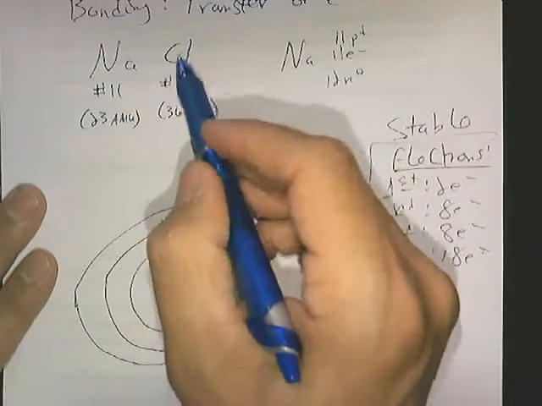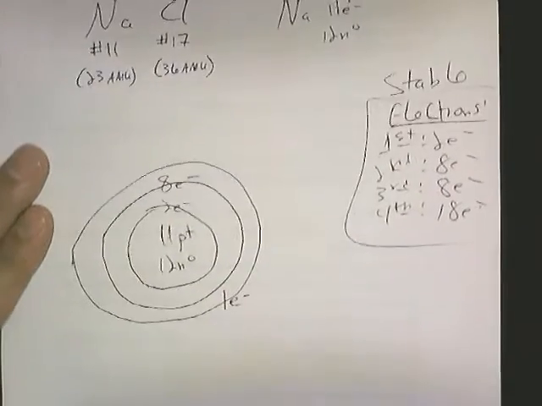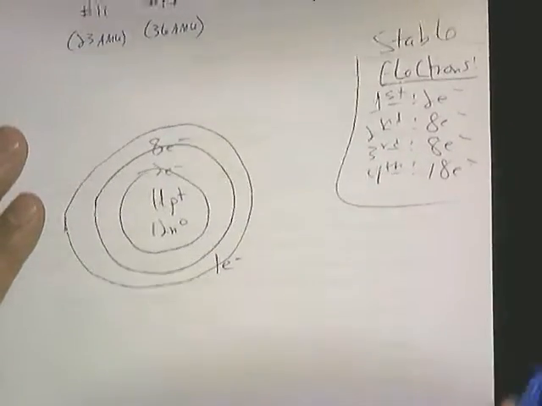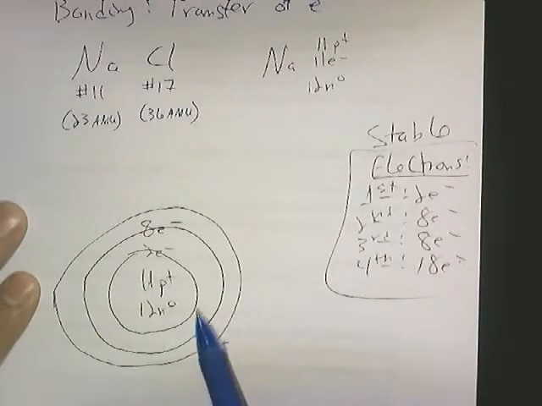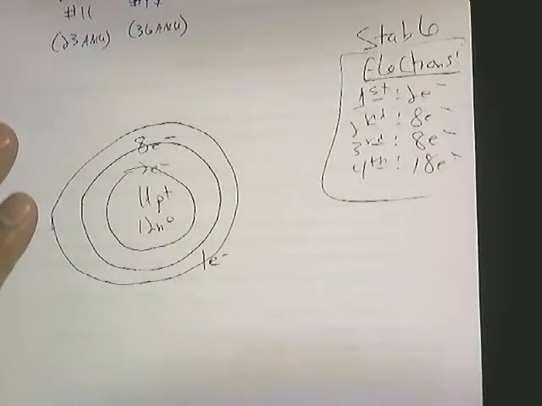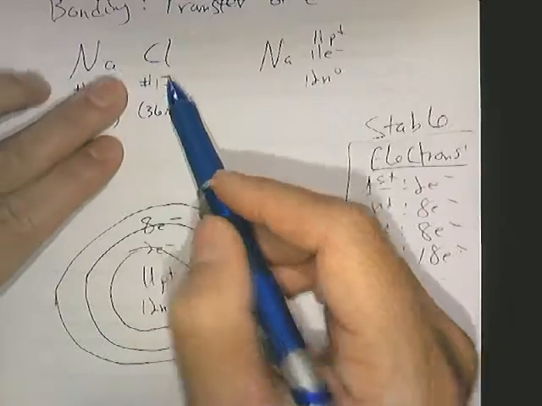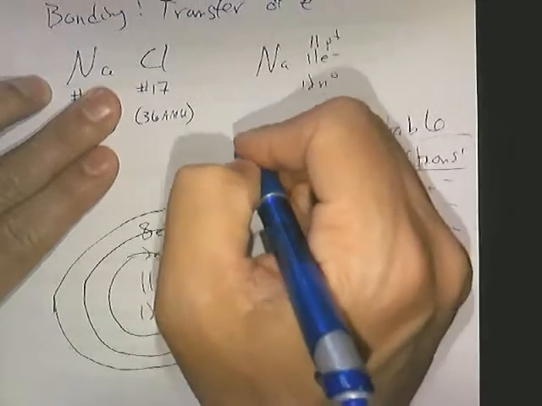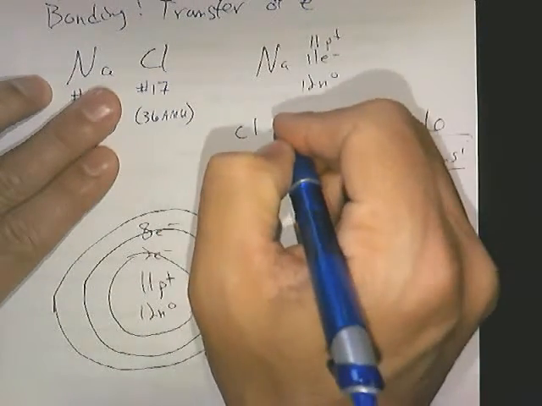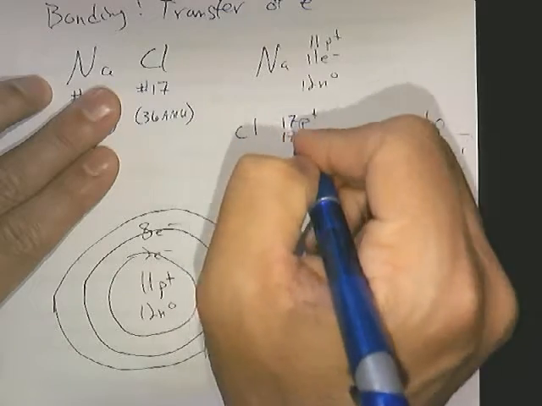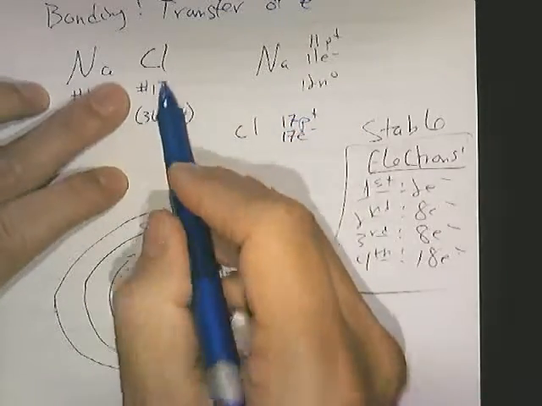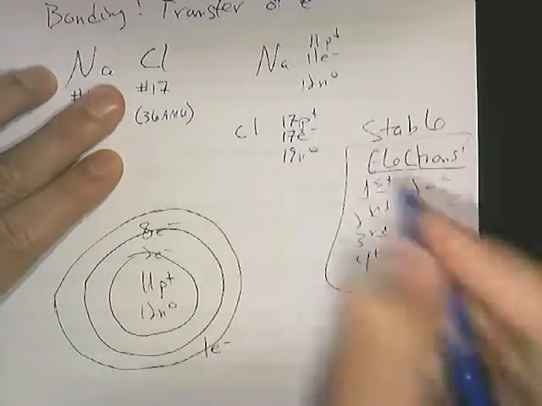Well, now let's talk about chlorine. Chlorine is element number 17. So I'm going to draw it over here. It doesn't really matter where I draw it. I'm just drawing it to where I can show the bonding taking place here. So information I know. Chlorine is going to have 17 protons, 17 electrons. 36 AMU minus 17 is going to show that it has 19 neutrons.